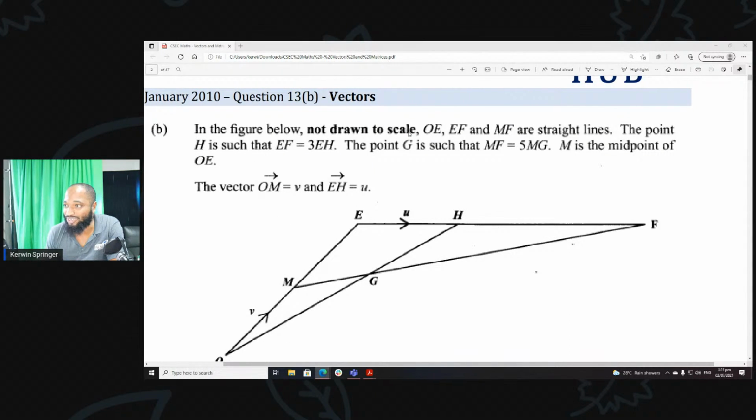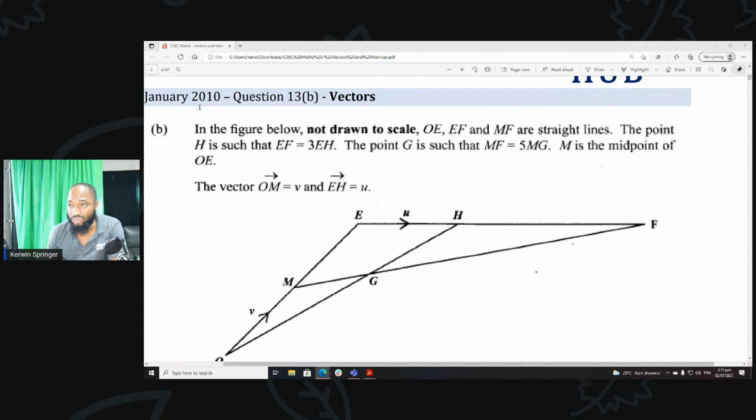In the figure below, not drawn to scale, OE, EF, and MF are straight lines. The point H is such that EF is equal to 3EH. The point G is such that MF is equal to 5MG. See, these things can be a little tricky. M is the midpoint of OE.